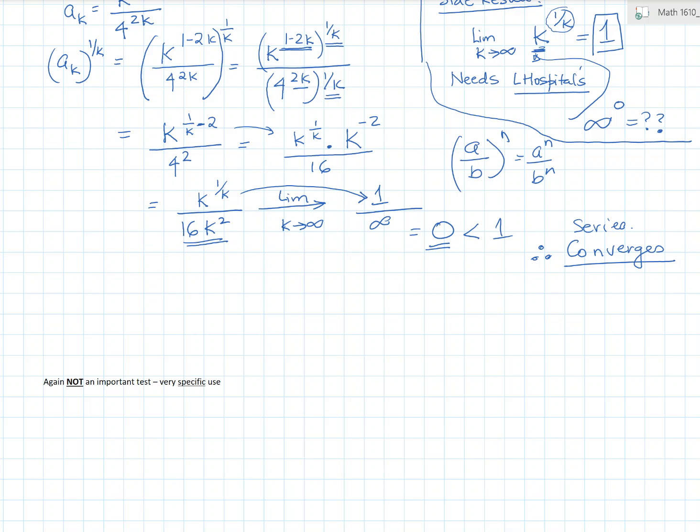So we did two examples to show how the root test is needed when you have series of this kind. However, this is not an important test, and it has very specific use. So we don't pay too much importance to it.